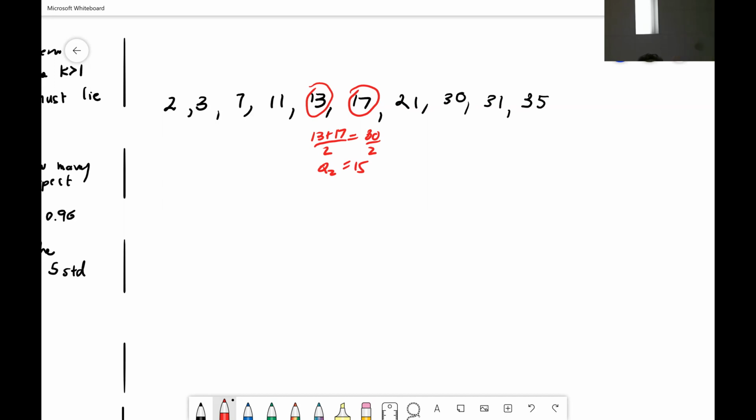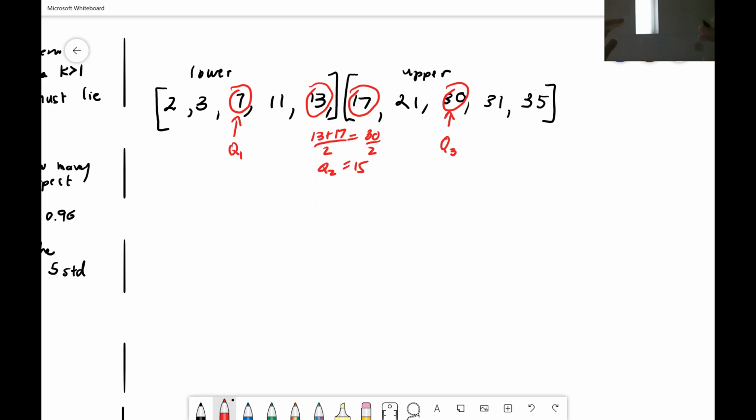Okay, so we first find the middle, and she asked, what about the first one? Well, first we find the middle. And now we find the median of the lower half, and we find the median of the upper half. So this one here would be quartile 1, and this one here would be quartile 3.